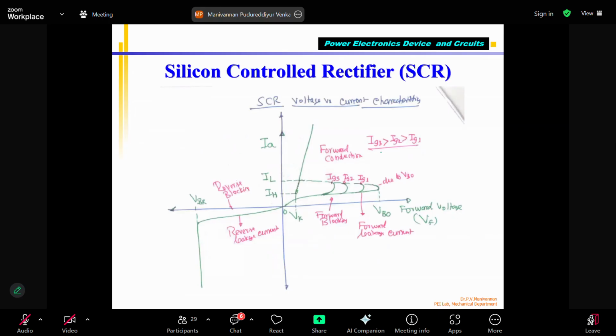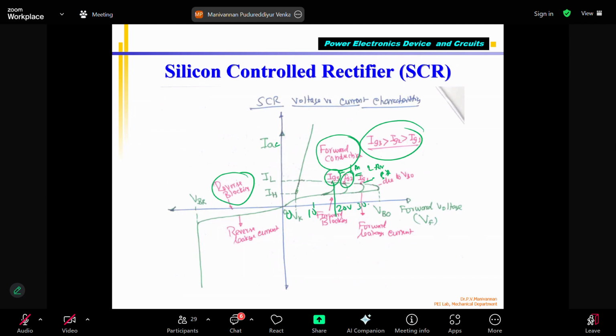Here we are looking at the SCR voltage-current characteristic, the same thing I showed earlier: blocked condition, forward conduction condition, with IAC and VAC. You can see this for different IG. I can supply IG equal to 0, IG equal to, for example, 1 amp, IG equal to 2 amps, IG equal to 3 amps. By giving different IG, I can make the conduction start at even lesser forward voltage. This is 0 volts, this is, for example, 10 volts, this is 20 volts.